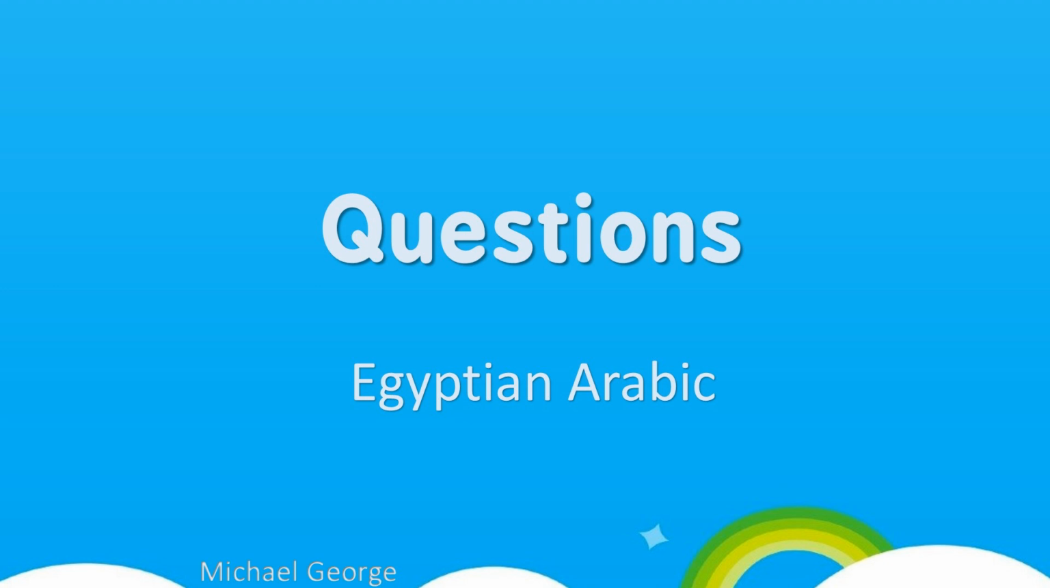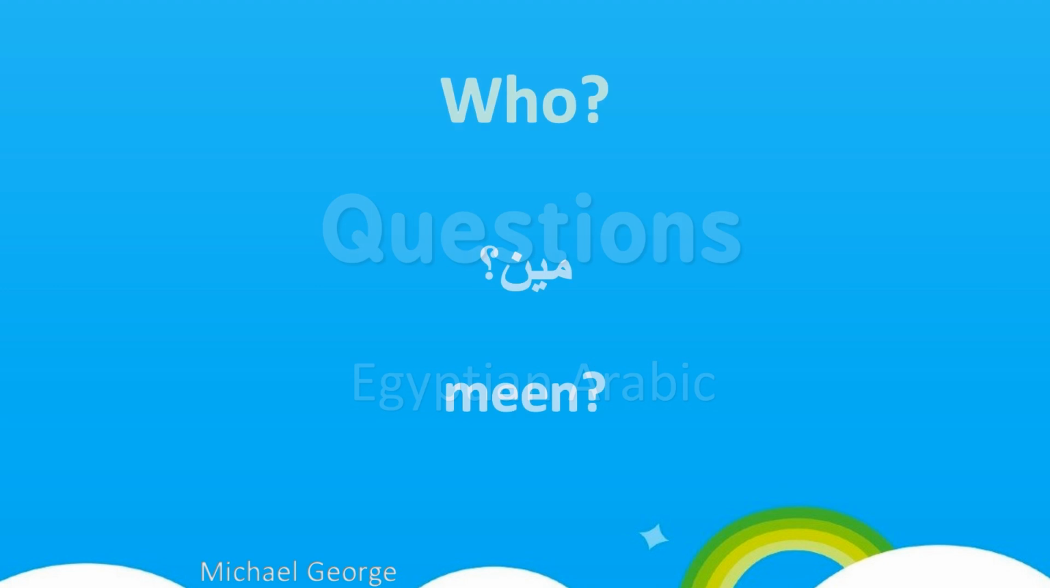In today's lesson, I'm gonna talk about the question word who. Who means mean, and in English it is placed in the beginning of a sentence, but in Arabic it can be placed in the beginning or at the end of a sentence, depending on the position of the answer in the sentence or where the answer is supposed to be.